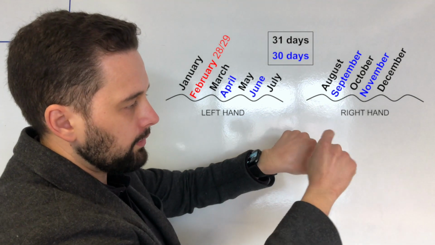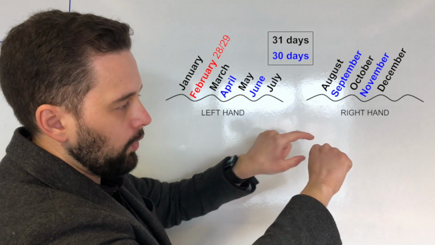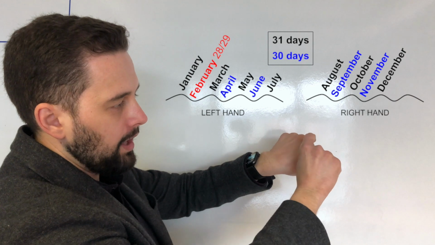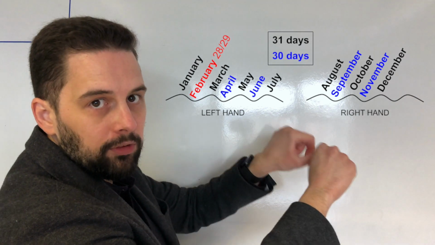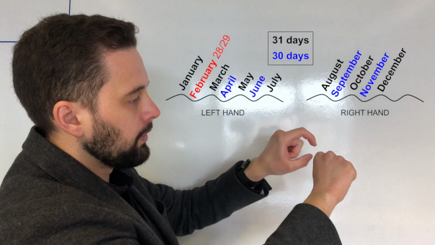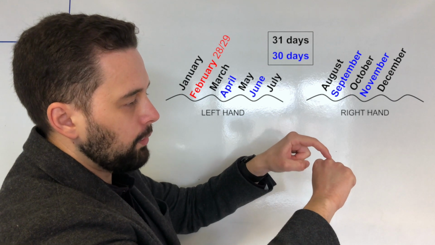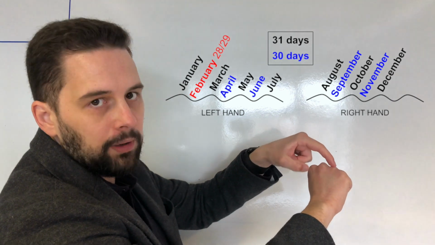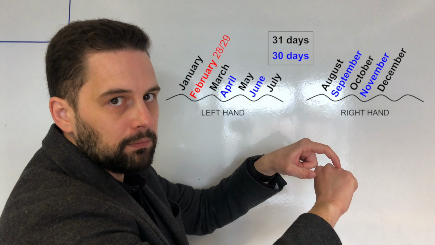July and August, so July is at the end of one hand and August is at the start of the next, and they're both knuckles, so that must be 31. September, October, November, December, so December is 31.